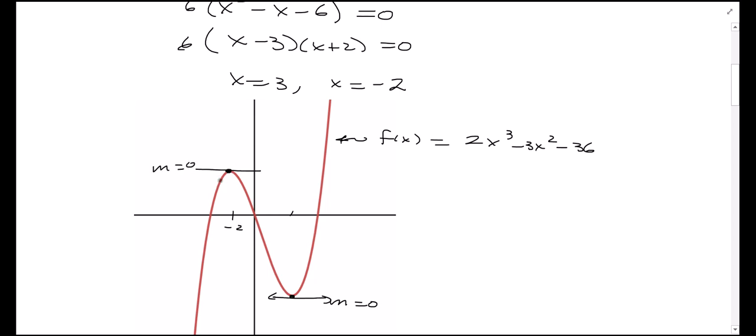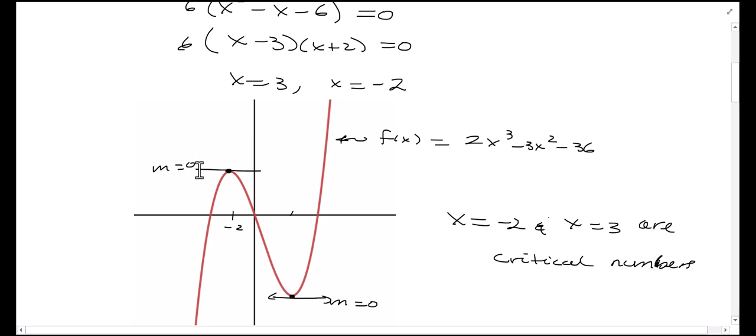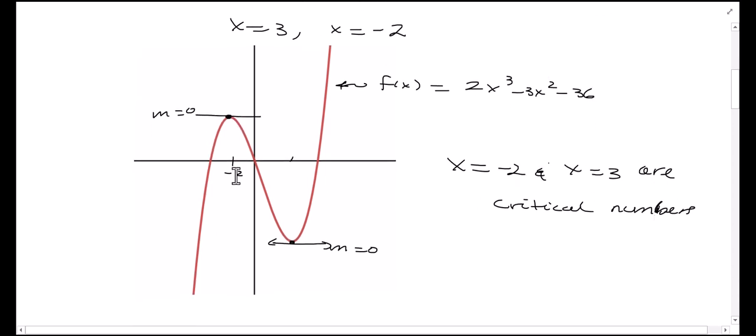The slope is 0. So these values, x equals negative 2 and x equals 3, are also called critical numbers. So critical numbers are essentially where the slope, the derivative, is 0, or also where the derivative is undefined. Because the slope of the tangent line is 0 here, these are critical numbers. And the reason that these are important is because they also help us decide when a function is increasing and decreasing based on its slope.